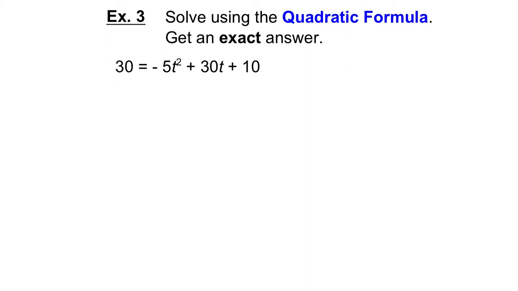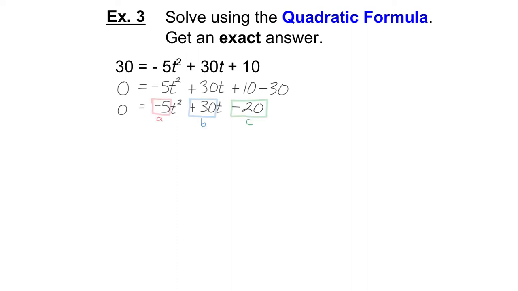Right off the bat, make sure it's equal to 0. Right now it's equal to 30, so we need to adjust that. So I take that 30, I move it to the other side, now it's minus 30, and I've got like terms here, 10 minus 30, that's minus 20. So I end up with negative 5t squared plus 30t minus 20 equals 0.